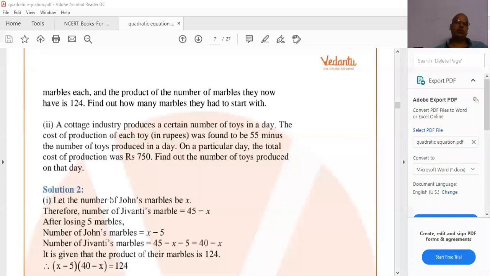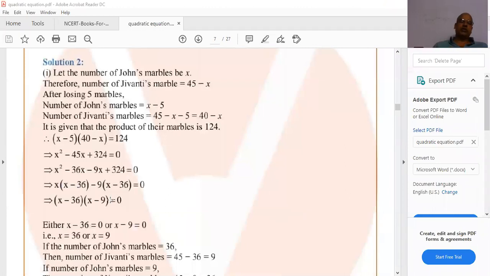How many marbles John has? How many marbles Jivanti has? You have to see the factors for 324. That's how we get 36, 9, which means you should do prime factorization. If you do prime factorization, both will give 36, 9. Both negatives means you'll get minus 45.